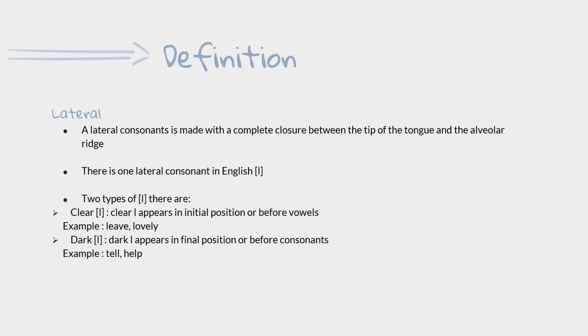And in English, we have two types of l. There are clear l and dark l. Clear l appears in initial position or before vowels. Examples of clear l are live, lovely, and long. And the second type is dark l. Dark l appears in final position or before consonants. Examples of dark l are tell and help. So I think it's enough, and the next material will be explained by the next presenter.